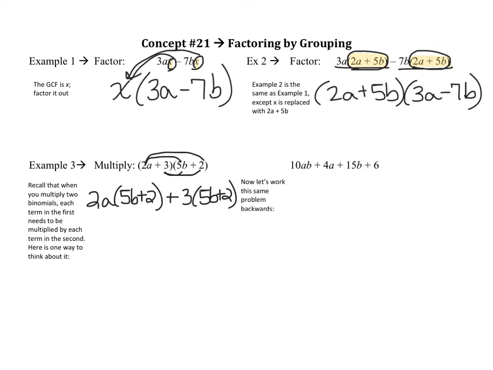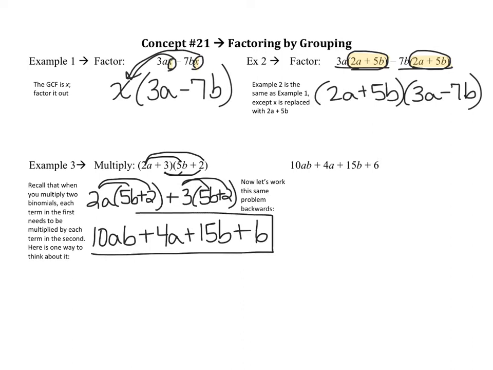And so instead of writing out FOIL, what if I did it this way? You would get 2a times 5b would give us 10ab. And then 2a times 2 is 4a. And then 3 times 5b is 15b. And then 3 times 2 is 6. This is the same result that you would get if you multiplied just using FOIL, right? So now let's take a look at the problem. This answer is right here at the top.